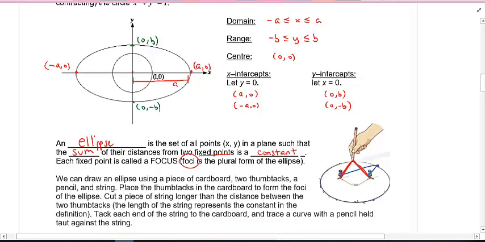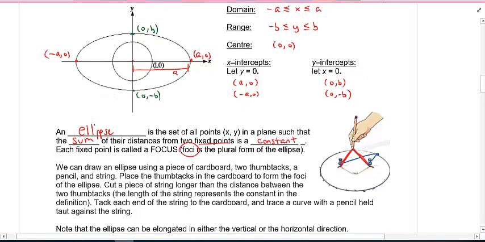So if you want to draw one nicely, then you can just use a piece of cardboard, two thumbtacks to represent your foci, and a pencil and a string. You put the thumbtacks on the foci. You cut a piece of string that's longer than the distance between the two thumbtacks. So it has to be longer than this distance here. And then you just pull it tight and draw or trace. And then you'll get a nice ellipse.